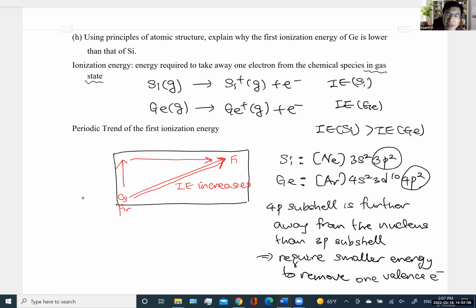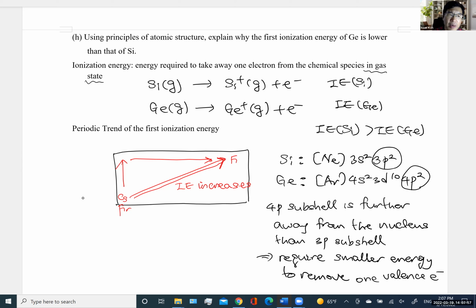Silicon and germanium are solid state at room temperature. We need to evaporate it first, making it into gas. In gas state, we want to take out one electron, and it always requires energy. This is always an endothermic process. That amount of energy is called first ionization energy.